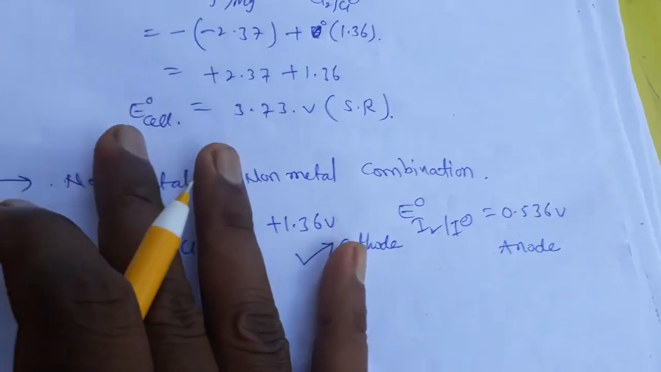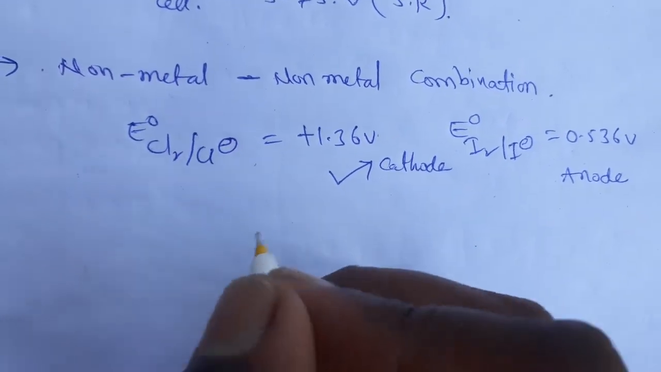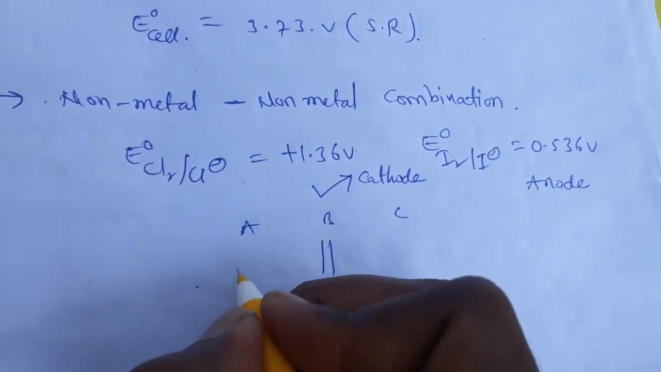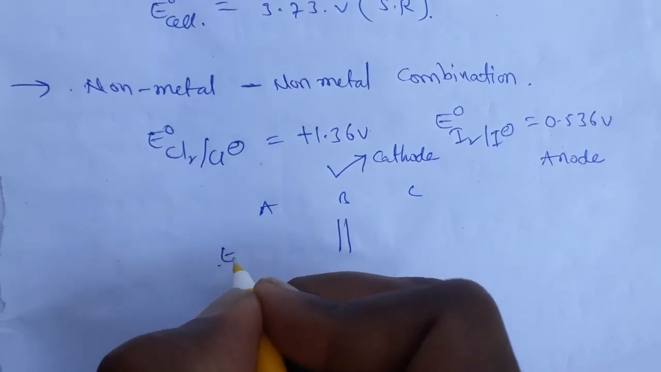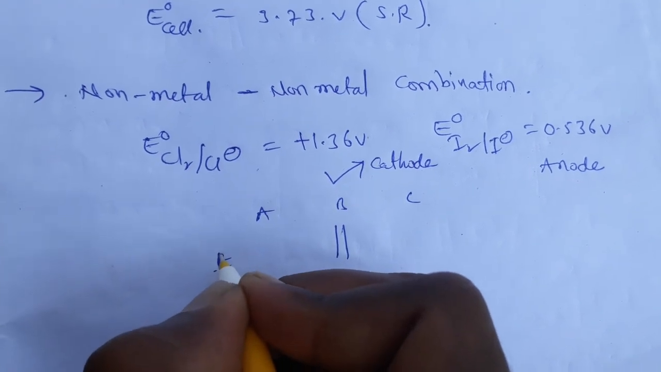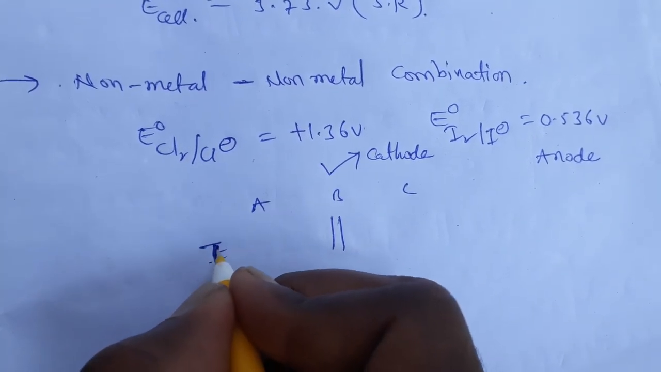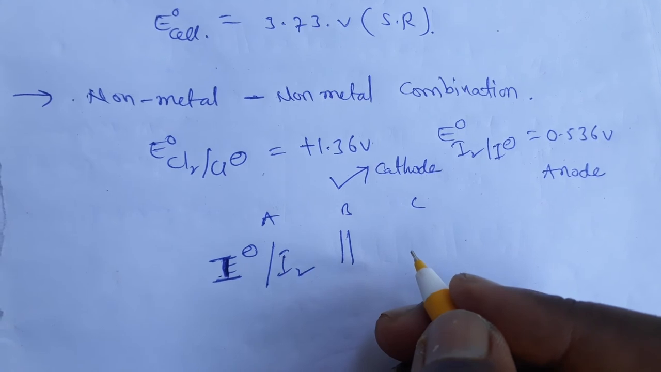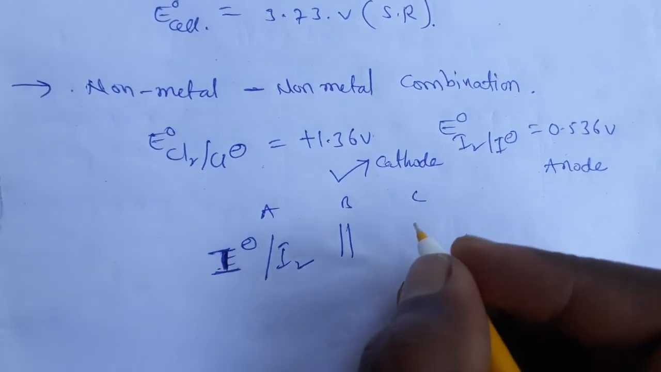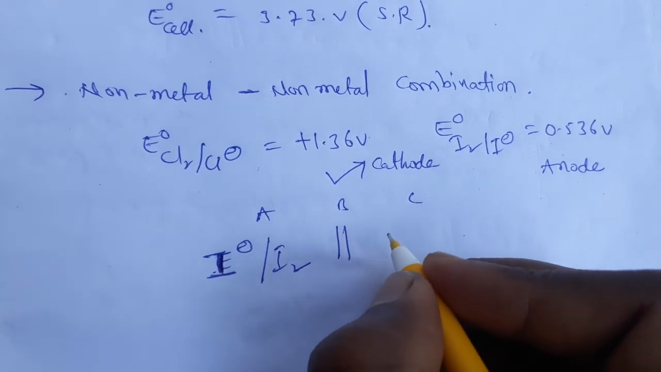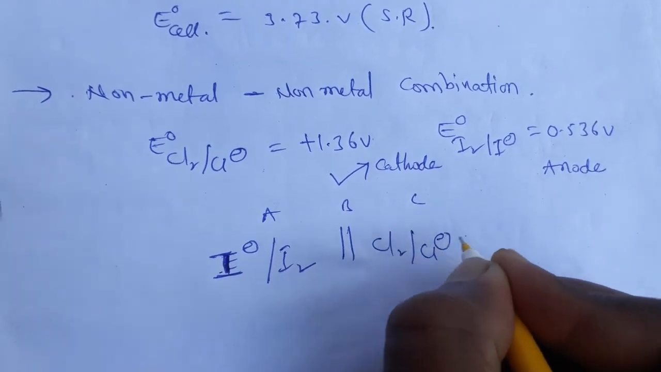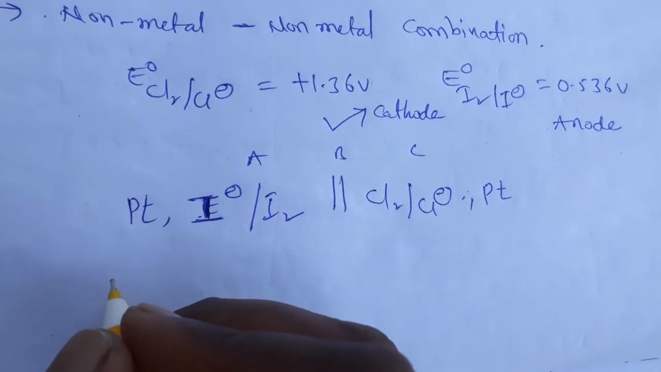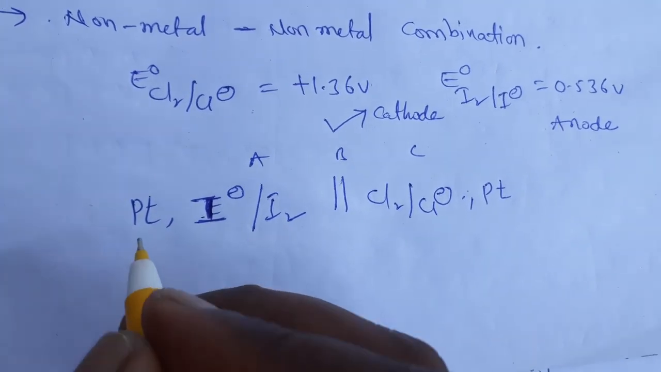So how can we represent the cell here? The cell representation: first is the anode, then the salt bridge. The anode is I minus going to I2, and here is Cl2 going to Cl minus. The electrodes on this side are platinum and on this side also platinum electrode. So in the non-metal case with gases, we have to use platinum.